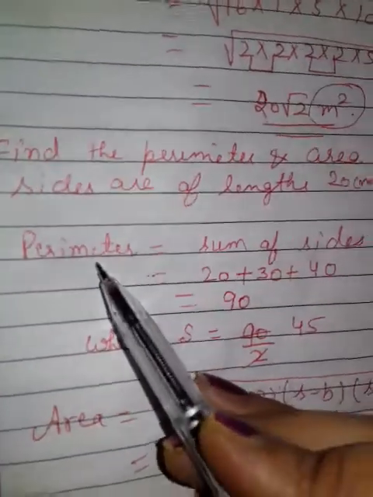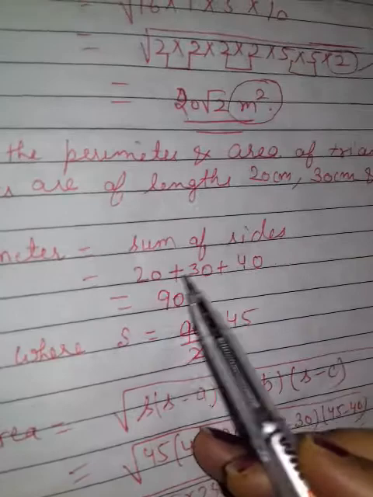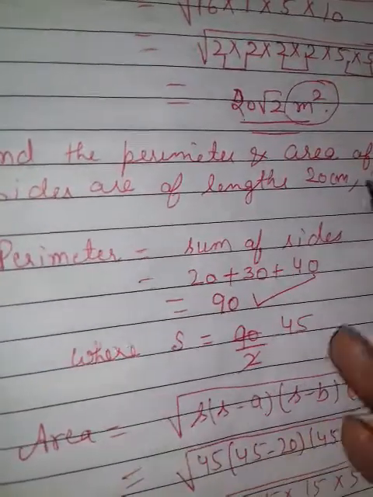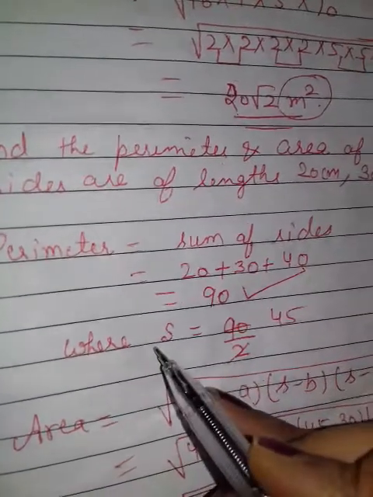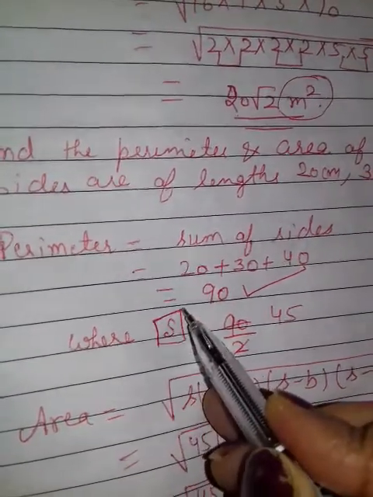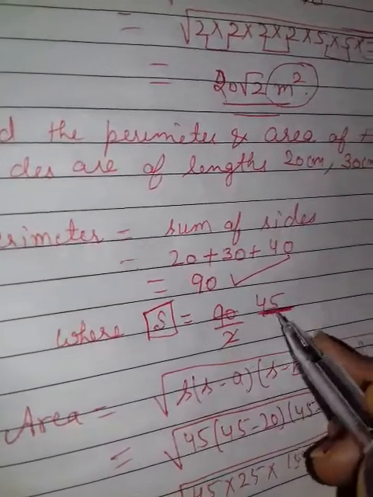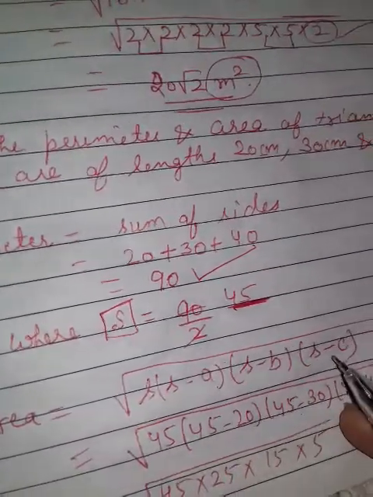You know perimeter is the sum of all sides. Then I added, and yes, you got 90. Now you know you have to find the area also. Area is dependent on S. S is your semi-perimeter, perimeter divided by 2. This is 45. Then I put it in the formula.